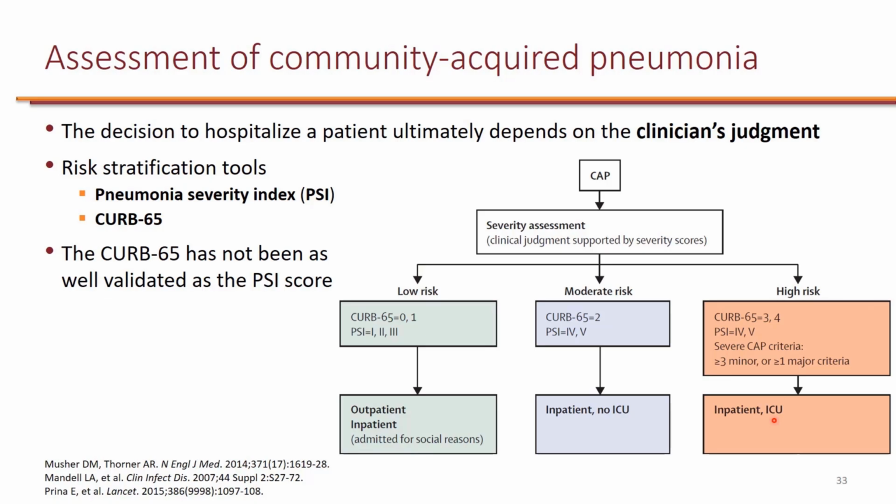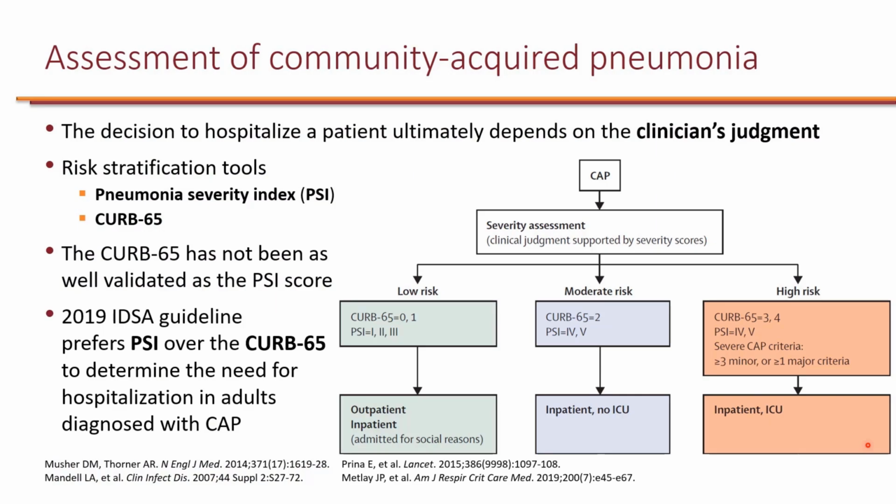This will basically depend on a case-by-case basis. Now, the 2019 IDSA guideline for CAP actually prefers the PSI over the CURB-65 score to determine the need for hospitalization in adults diagnosed with CAP.